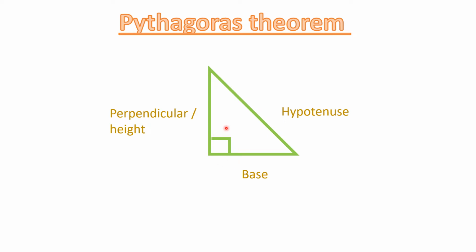Now in this right angle triangle, as you can see, the longest side is called the hypotenuse, this side is called the base, and this side is called the perpendicular, right? Now these two sides are interchangeable depending on the angle that we consider. Anyway, in this right angle triangle we have the hypotenuse, which is the longest side, then we have the base, and we have the perpendicular or height, right?